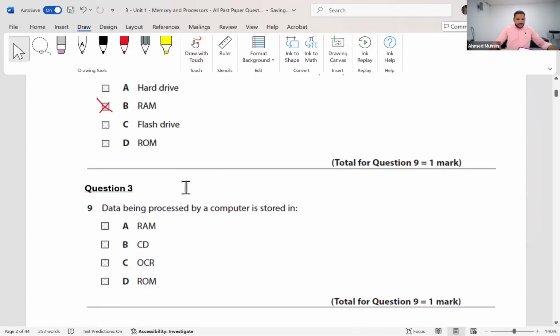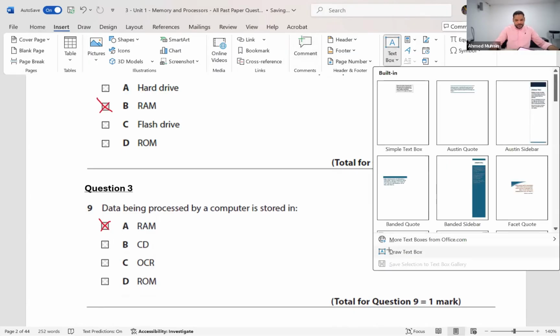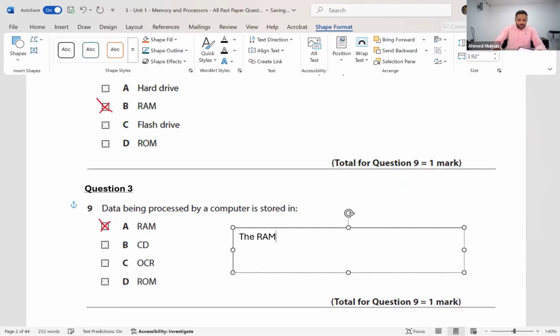Data being processed by a computer is stored in RAM. Can you guys write that in words? RAM is responsible for holding programs running in the background. The RAM holds programs running in the background. Okay, everybody? That's what we say. It holds data that is being processed. Okay.